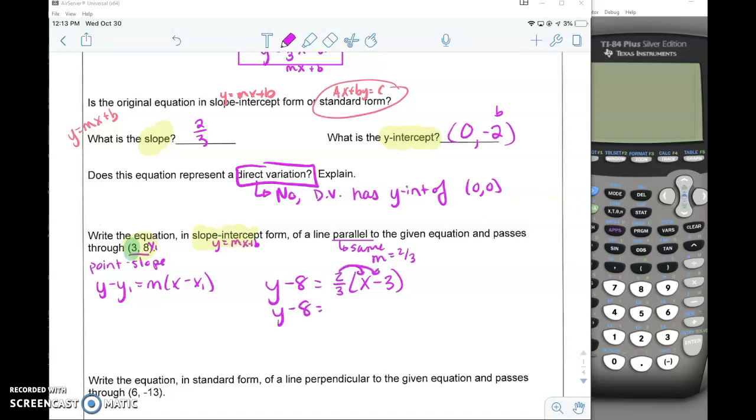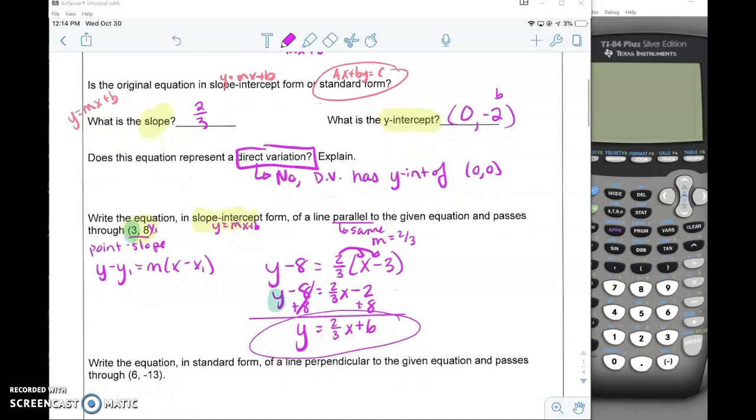Y minus 8 equals 2/3 x. 2/3 times negative 3 is negative 2. Trying to get the y by itself. So minus 8, opposite is to add 8 to both sides. Y equals 2/3 x. Negative 2 plus 8 is positive 6. Our slope is the same, 2/3. Our new y-intercept is positive 6.